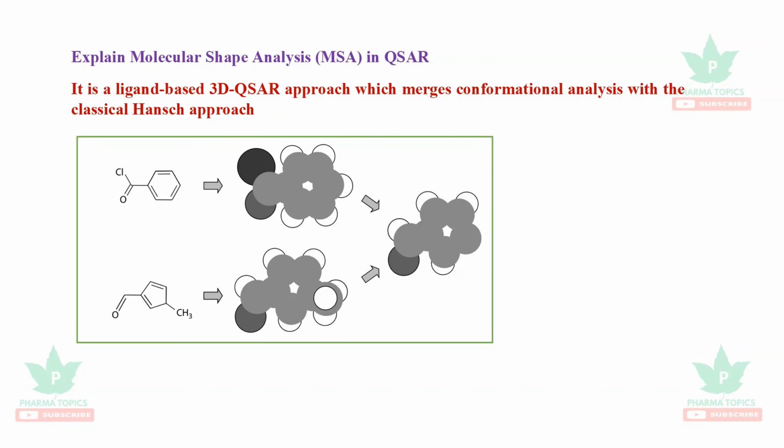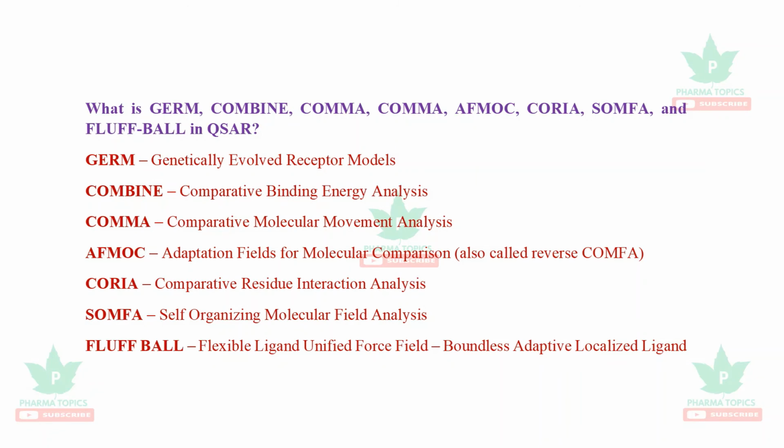What is molecular shape analysis in QSAR? It is a ligand-based 3D QSAR which merges conformational analysis with the Hansch approach. What are GERM, Combine, COMMA, AFMOC, CORIA, SOMFA, and FLUFF BALL in QSAR? GERM is genetically evolved receptor model. Combine is comparative binding energy analysis. COMMA is comparative molecular movement analysis. COMFA is comparative molecular field analysis. AFMOC is adaptation of fields for molecular comparison, also called COMFA. CORIA is comparative residue interaction analysis.